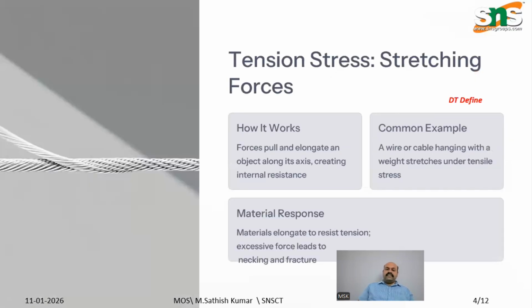So coming to tension stress, how it works: the force pulls and elongates the object along its axis, creating internal resistance. A common example: a wire or cable hanging with a weight stretches under tensile stress, and the material response is that it elongates to resist tension. Excessive force leads to necking and fracture. Normally, the high tension transmission cables of the electricity board, we can see in every city on the roadside, they keep large pylons to carry that particular high HT cable.